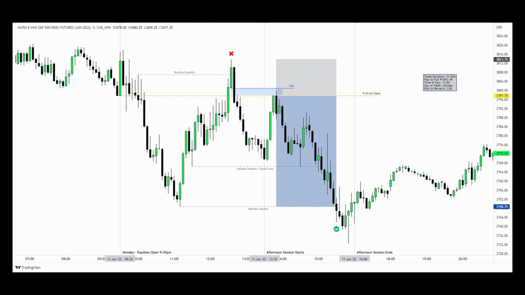Okay, let's cover the key facts on this specific setup here. The trade duration in total is 1 hour and 40 minutes. The full take profit is 49 pips. We are executing this trade on a Monday at 1:50 New York local time, past midday, afternoon session, and the risk to reward ratio is 3.06.